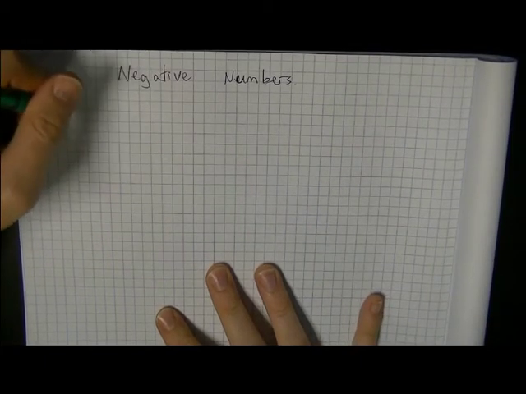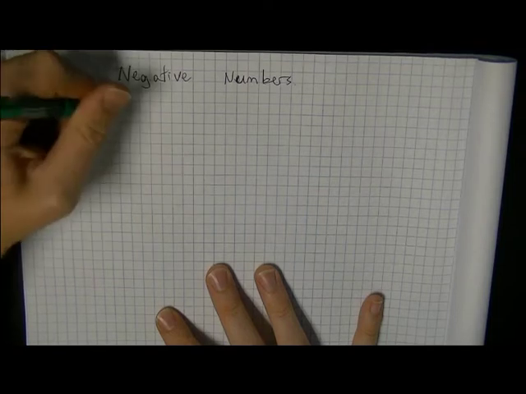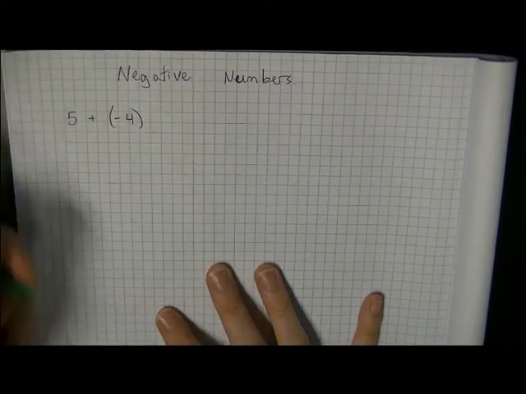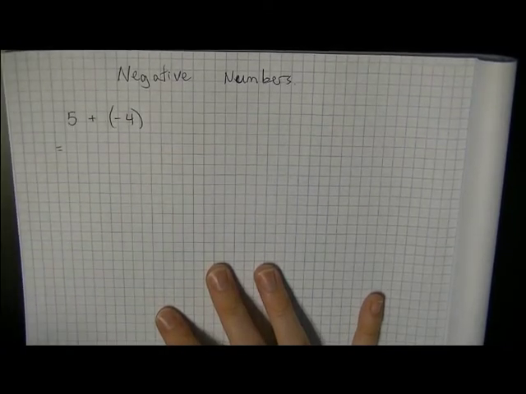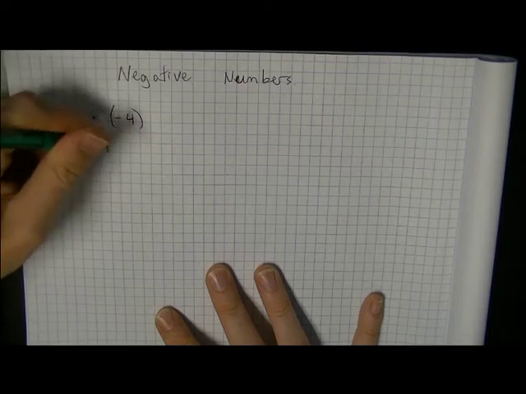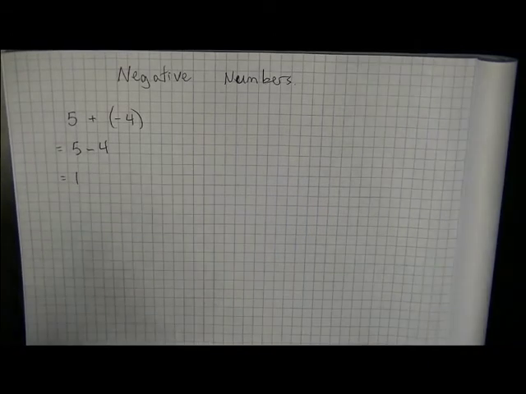So if I have, say, something like 5 plus a negative number, let's say negative 4, then what that boils down to is really just subtraction, right? When I'm adding a negative, it's the same as just subtracting. So I end up with 1, right?